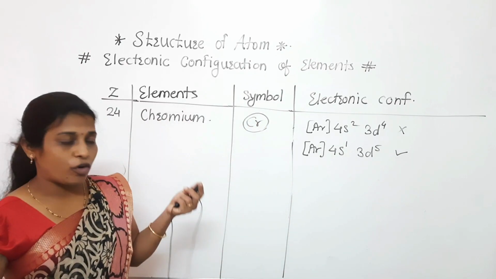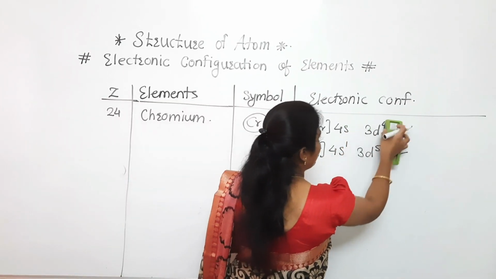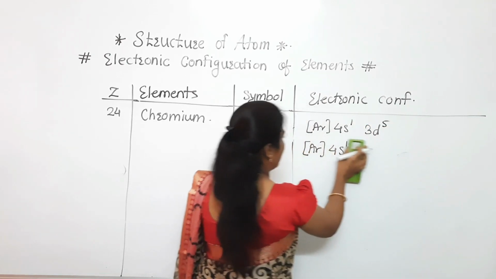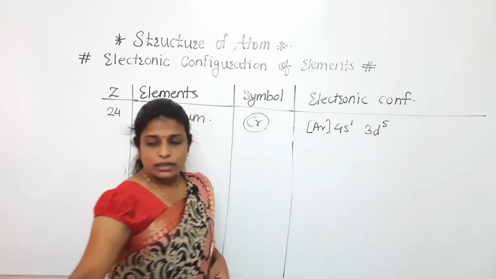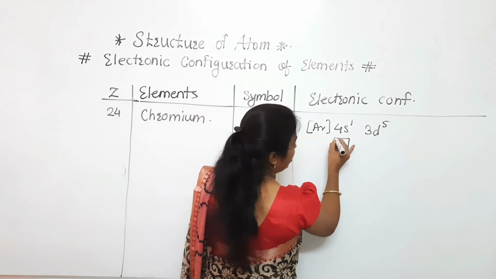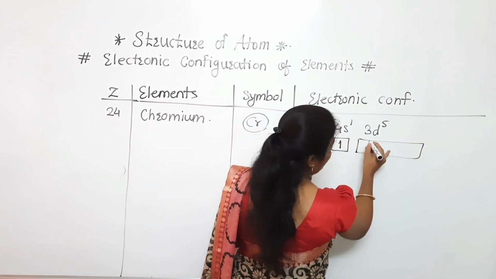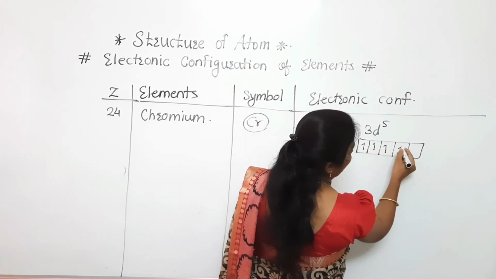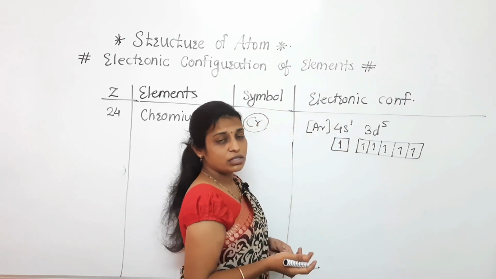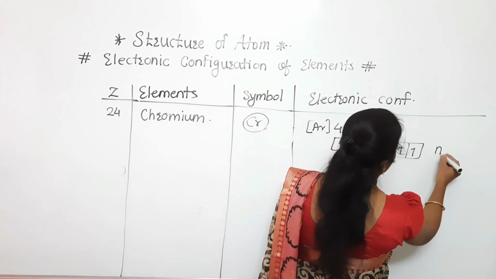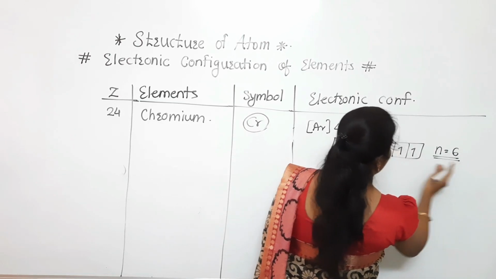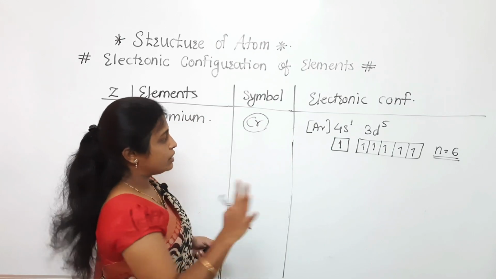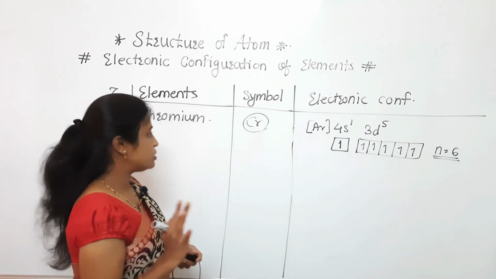Clear to everyone? For this one, we have to write the electronic configuration like 4s1 3d5. Now we are going to discuss the unpaired electrons. Here 1 and here 5 are there, so 1, 2, 3, 4, 5. Each box will carry a single electron. Now see, how many unpaired electrons are there? The total number of unpaired electrons is 6, because all these are 5 and from 4s it is 1. That's why 6 unpaired electrons are there.